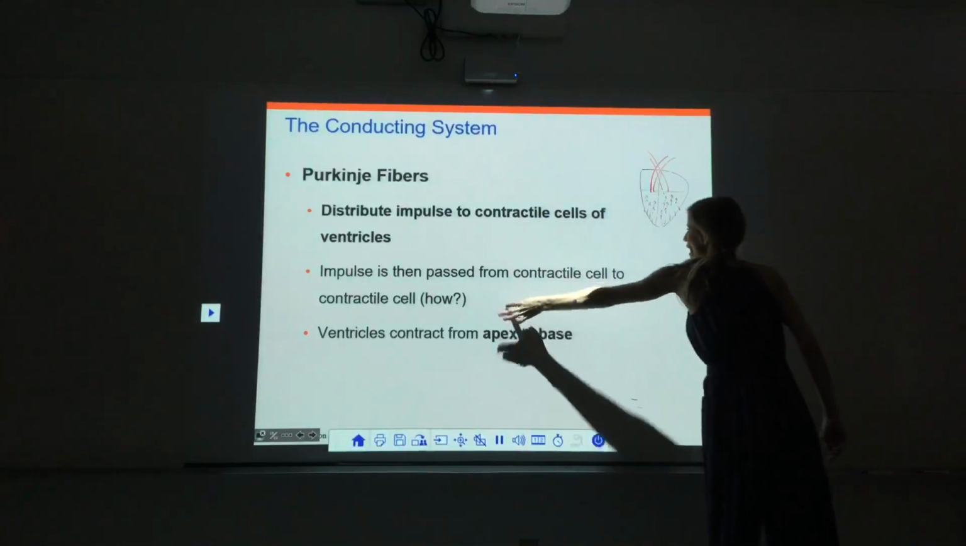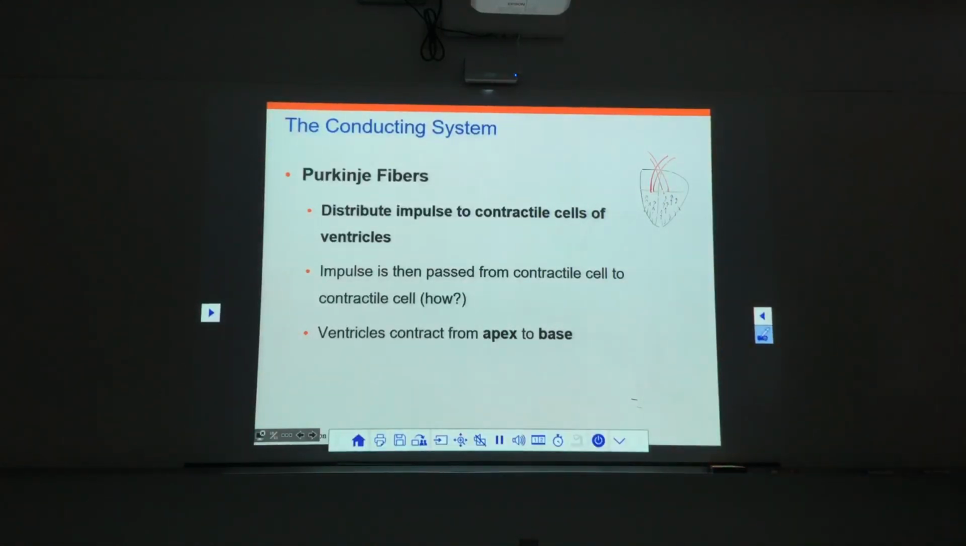Okay, and how is it that we pass the signal from cell to cell to cell? Through gap junctions.